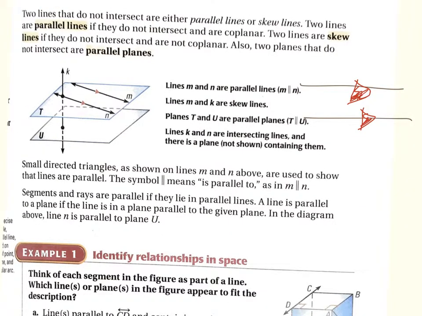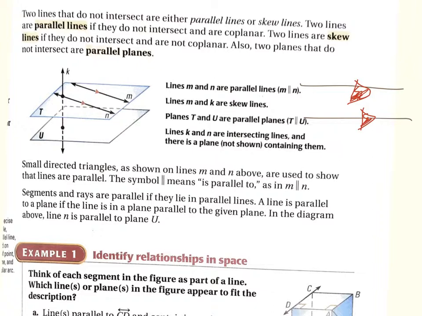Okay, so the next vocabulary word that we have is skew lines. Skew lines are two lines that do not intersect and are not coplanar. Again, if you look over here at the diagram, you can see line M here and line K here. They are not coplanar, they do not intersect, so they are skew lines.